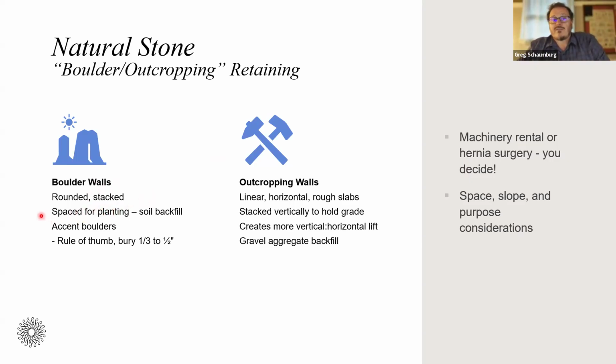Oftentimes you can see that there's space for planting and you can have soil backfill. So it's sort of a casual way to retain a slope without having to be super vertical. And the rule of thumb is if you're going to use a boulder wall, you really want to make sure that those boulders are embedded in the ground. You don't want to see them popping back up.